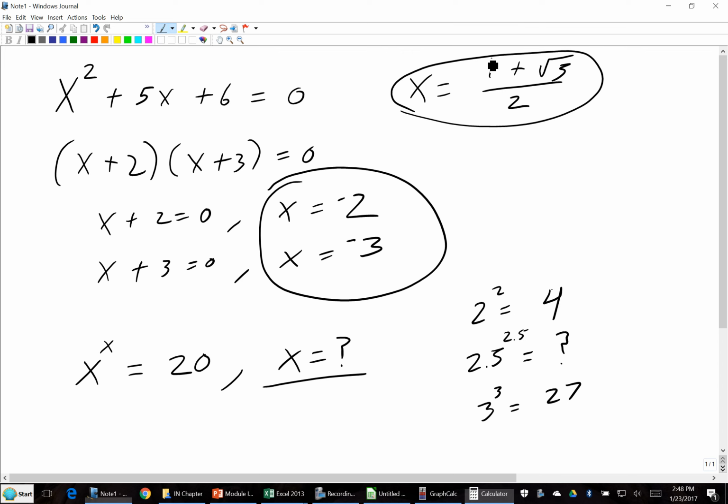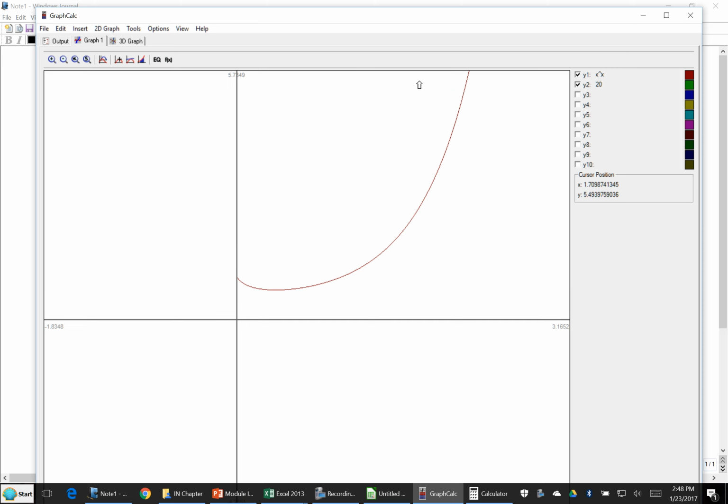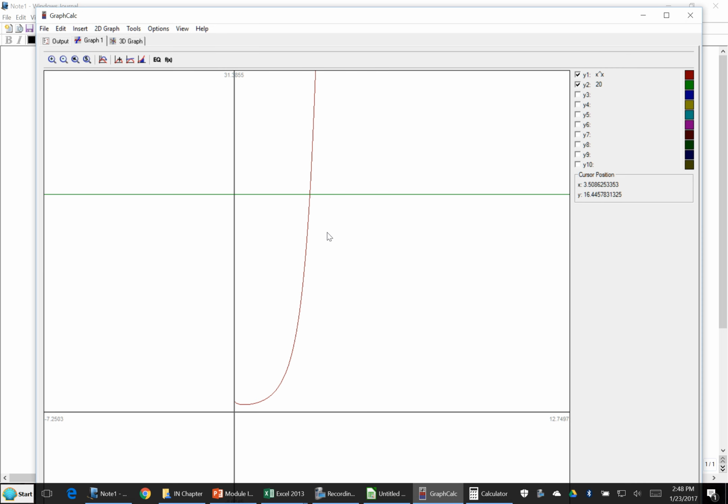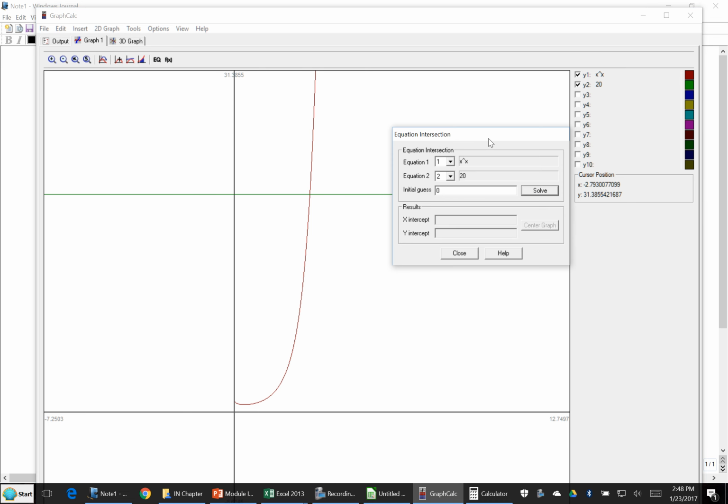So you see what I'm doing. I'm guessing here. But I could go in and use, say, GraphCalc and do something like this. I could go in and say x raised to the x power, and graph that, and then put in something like 20 and graph that. I have to move up a little bit. Let me see if I can, there we go, I'll zoom out. And we can see that the answer is about 2.87 maybe. But I can go in and get a pretty good approximation. I'm going to go intersection of two equations. Here are my two equations.